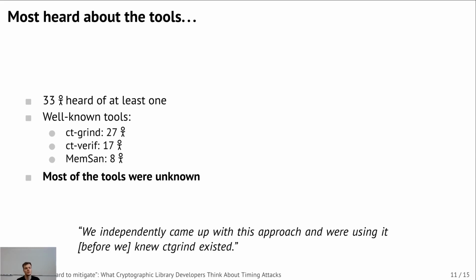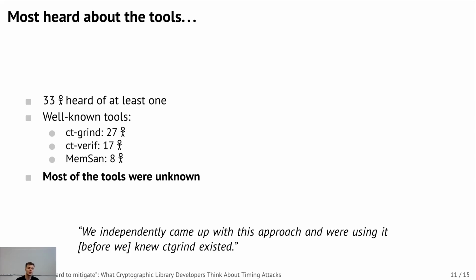Now let's move on to the tools. Tools for verifying resistance of code against timing attacks, and the developers' knowledge and views on those. What is nice is that 33 developers or participants heard of at least one tool. The most well-known tools were CTGrind, CTVerif, and MemSan. And CTGrind was so well-known, so simple, that some developers independently came up with the approach and were using this CT-grind approach before the tool even existed.